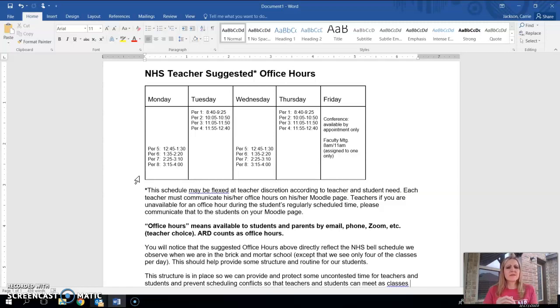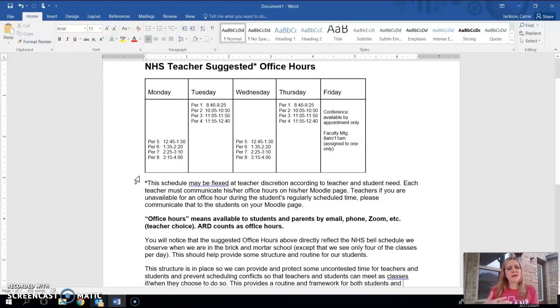So the definition of the office hour is a time that you're available to parents and students by email, by phone, by Zoom, whatever it is that you're doing. Also, we put in if you are in an ARD meeting during that time, we'll let you count that as an office hour time. We'll make sure that we're accommodating your needs there. And so this is a time that you make yourself available to your students.